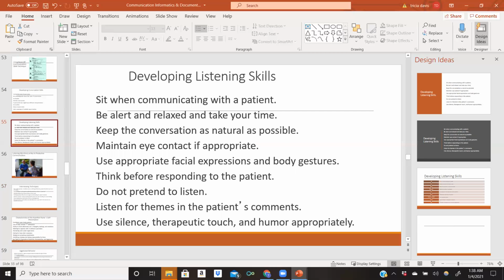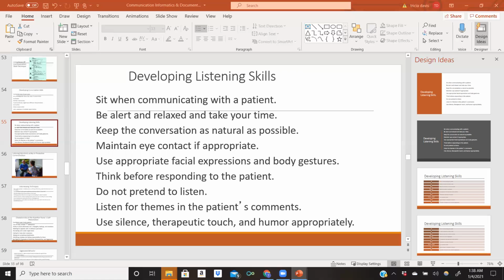All right, so developing listening skills. So when you're listening, oh, conversation skills, I'm sorry. Nope, we just said that. Listening skills. So when possible, sit with your patient when you're communicating with them.